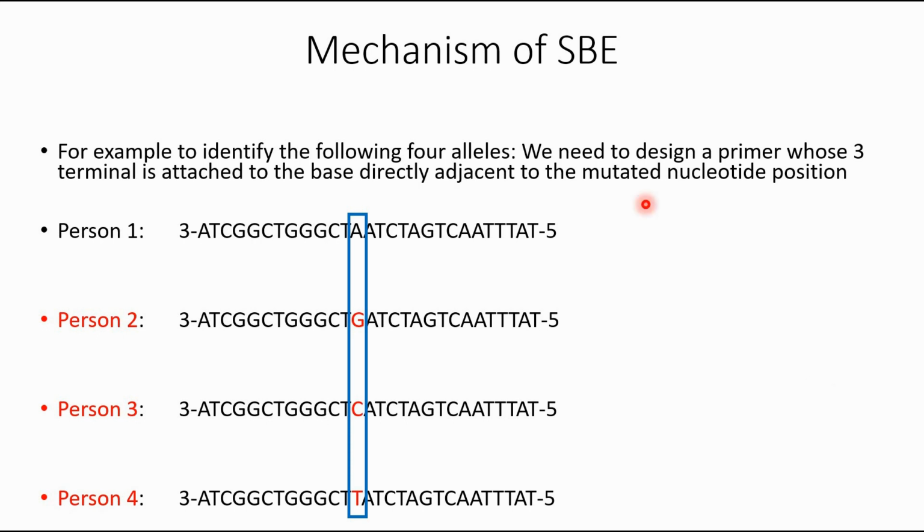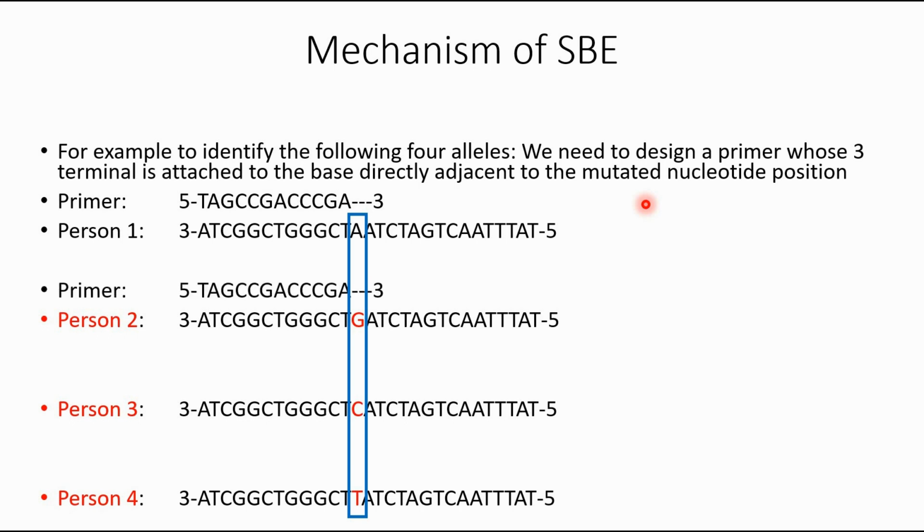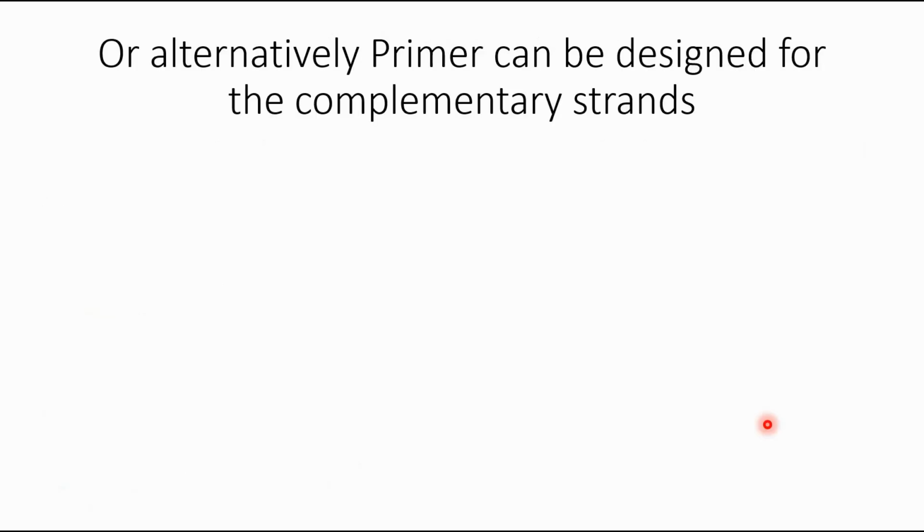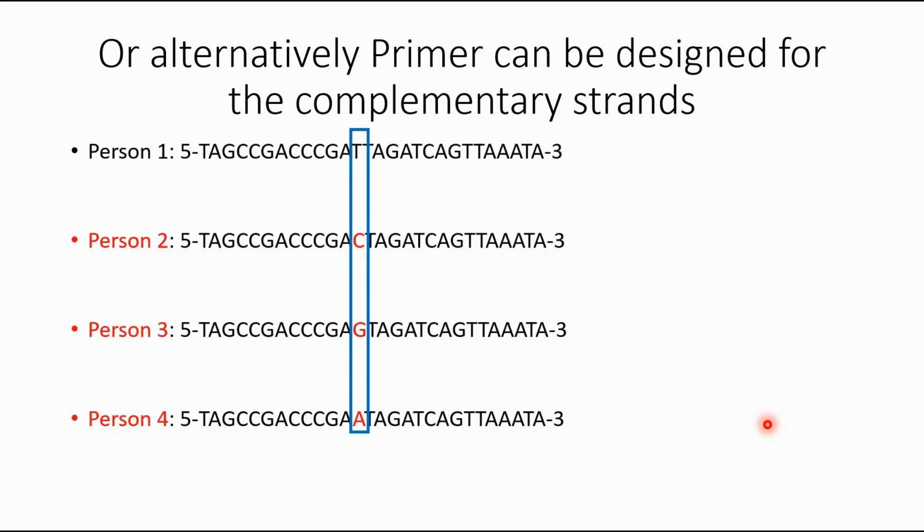Okay, now let's design an SBE primer for these 4 alleles. Remember that the primer must be designed in such a way that it binds adjacent to the SNP position. For example, we designed this primer. Then this primer has the ability to bind all these 4 alleles because their nucleotide sequence is identical, and it must not include this SNP position. That is, it should be adjacent. Or you can design primers on the reverse strand, on the complementary strand as well. For example, here, but the primers designed will be on the right side, that is on the 3' side of the strand.